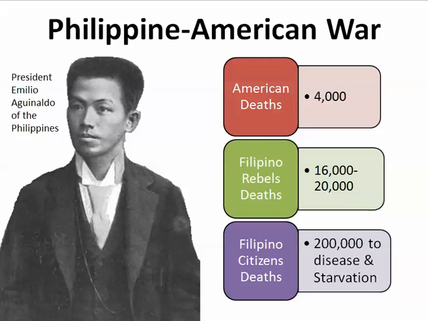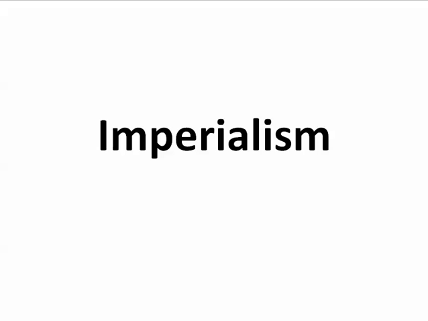The resistance in the Philippines in the Philippine-American War is put up by the president there, Emilio Aguinaldo, this guy here. At the end of the Philippine-American War, 3 years later, huge death toll. American deaths, there's 4,000 American deaths. The Filipino rebels, there are going to be 16,000 to 20,000 deaths there. And then the citizens of the Philippines, over 200,000 deaths to disease and starvation during the Philippine-American War. So this was not a light war between the Philippines trying to get their independence from the United States.